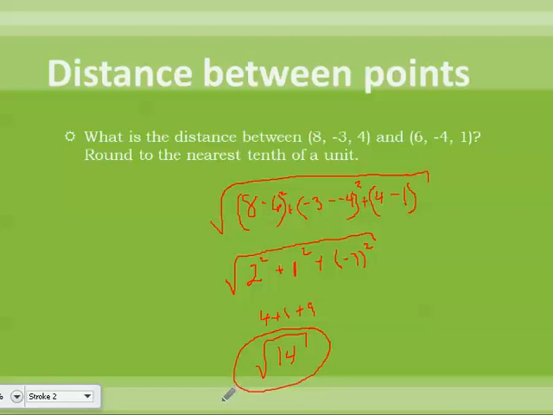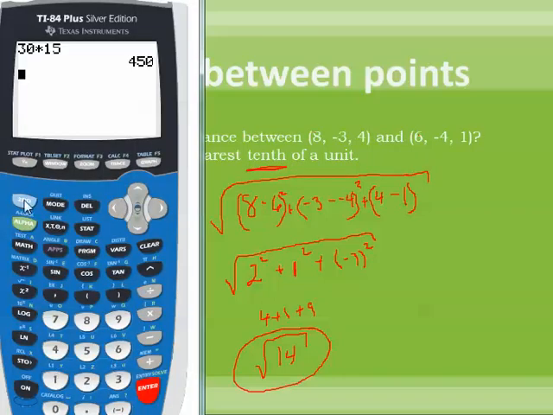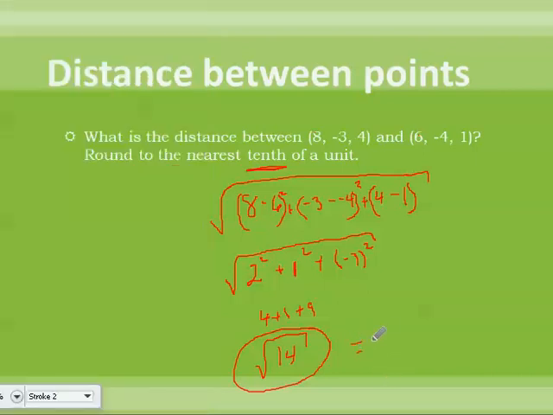Now, I've been asked a couple different times, would I key that into my calculator and get the approximate value? Only if they ask me to approximate it, which is what they're doing right here, to the nearest tenth of a unit. So that's where we've got to key it into the calculator and find out the value of it. So I'm going to take the square root of 14, and we get 3.74, so it is 3.7 units. That'd be to the nearest tenth of a unit.